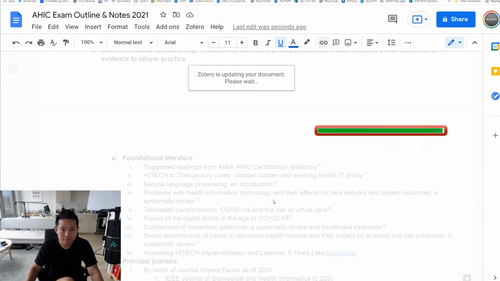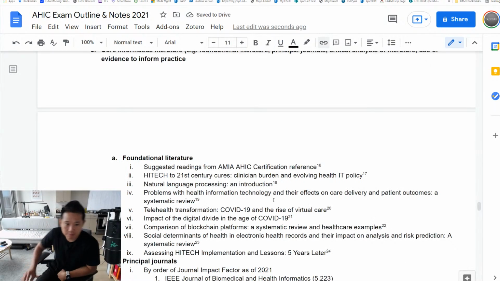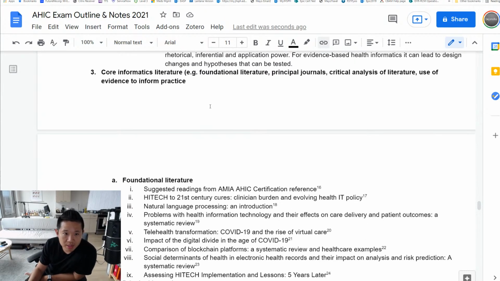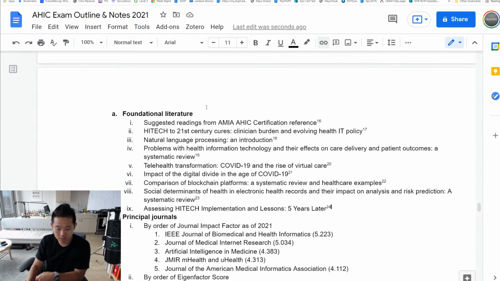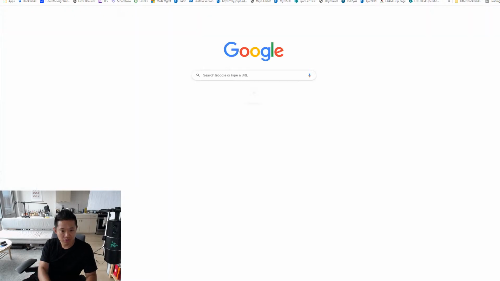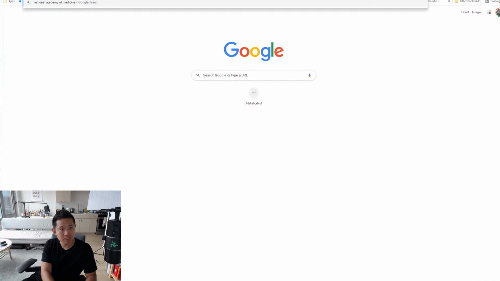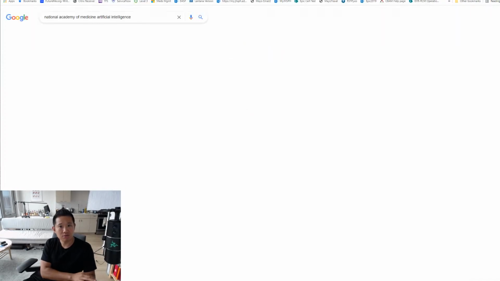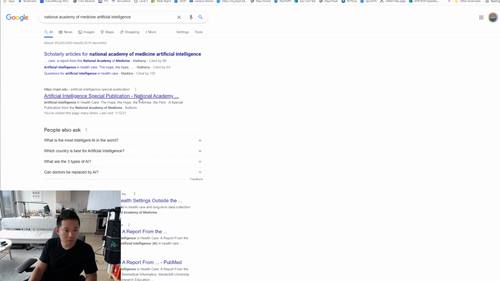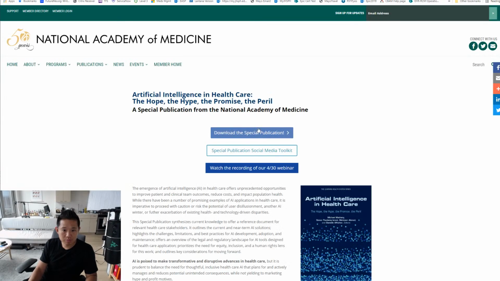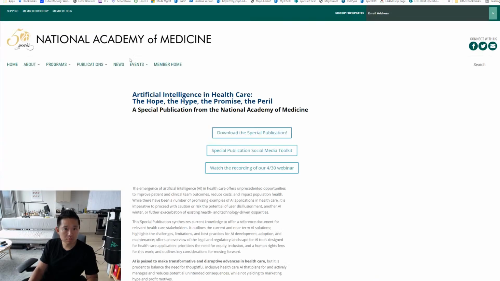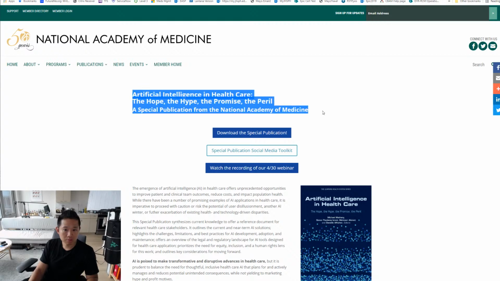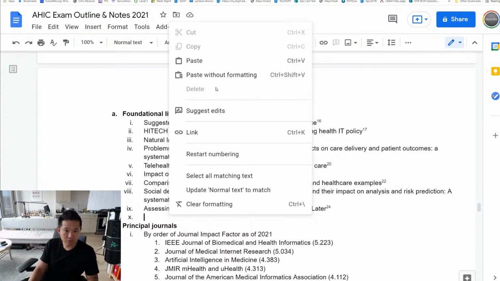Okay. I think that should do it for now. It'd be nice to read some of this. So core informatics literature. This is probably fine. Being able to read these kinds of things. Oh, you know what's actually good? The artificial intelligence one. National Academy of Medicine Artificial Intelligence. Given that that is the new way through, let's see, where is it? Download. Let's go ahead and cite this. Everyone should read this.